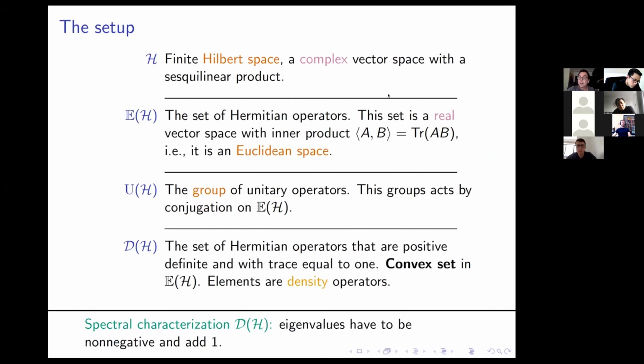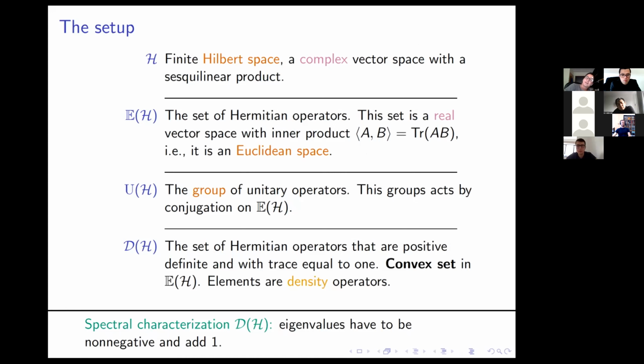So what is a Hilbert space? We really mean literally a complex vector space with a sesquilinear product. So basically an inner product, but you have to take into account the conjugation. And in a Hilbert space, we have Hermitian operators. So we can also consider the set of all Hermitian operators. What is interesting about Hermitian operators is that they themselves form a real vector space.